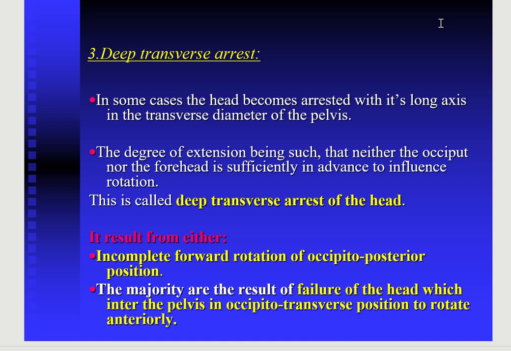During the first stage of labor, due to deep transverse arrest of the head, there will be a large caput formation, and the head becomes impacted above the ischial spines.